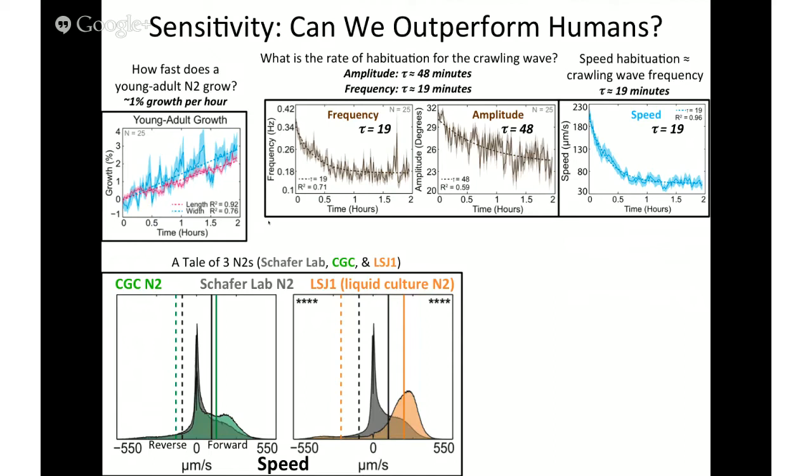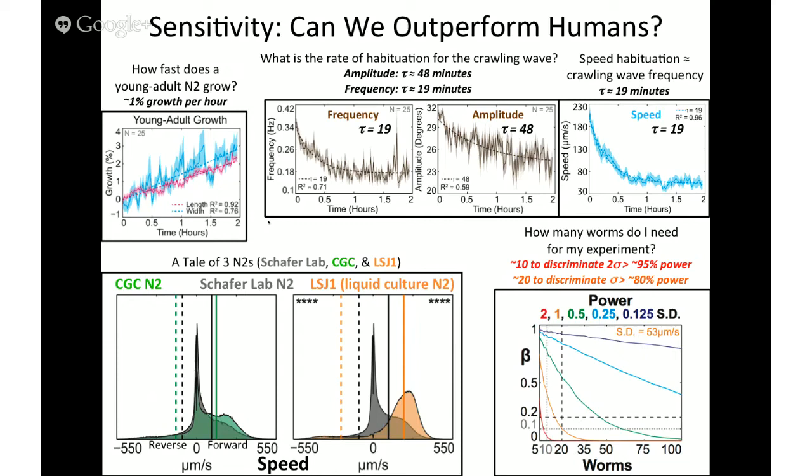That's a good way to describe it. Right. And then lastly, this is something that worm researchers tend to wonder, which is how many worms do I need for an experiment, right? I want to prove something statistically. Can I get away with 10 worms? Can I get away with 20 worms? In our case, we're using 20 worms for all our experiments to discriminate.